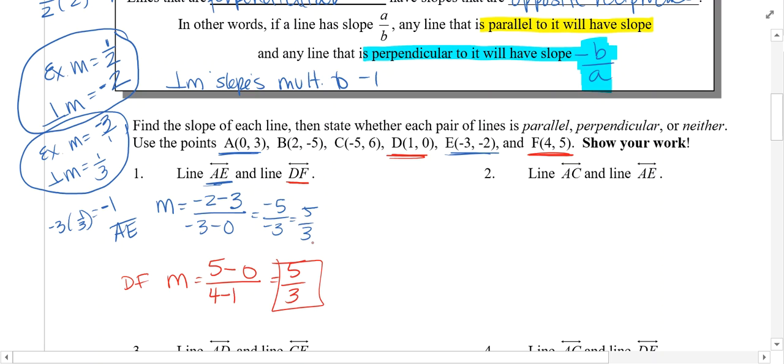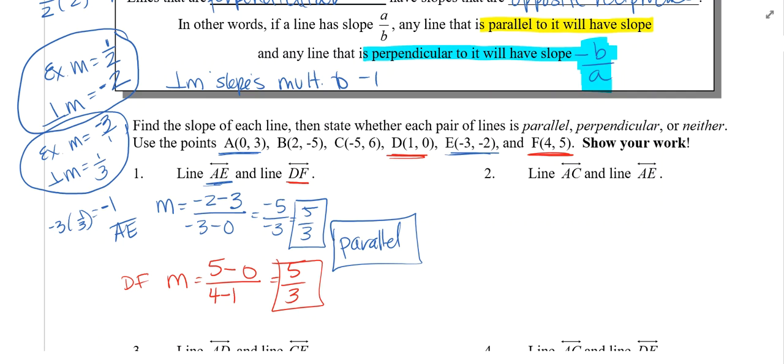So if this is my slope for this one, and this is my slope for this one, how are they related? They're the same, so these lines would be parallel. Okay. All right, let's try example number 2. So let me erase these lines over here.